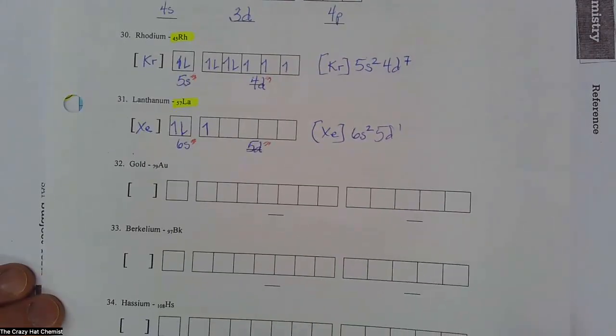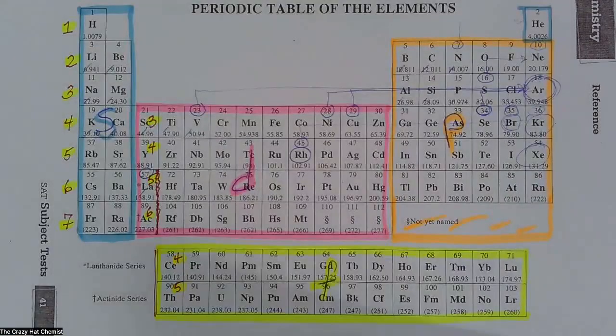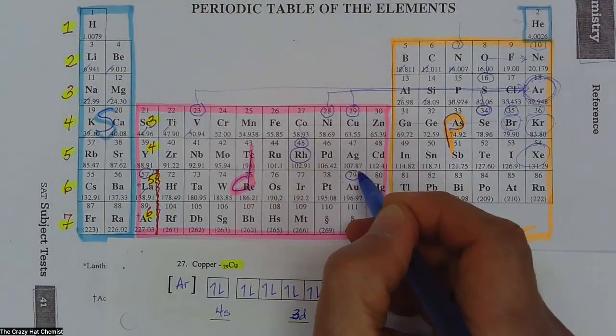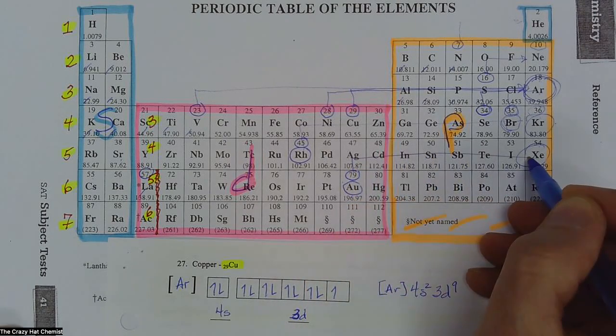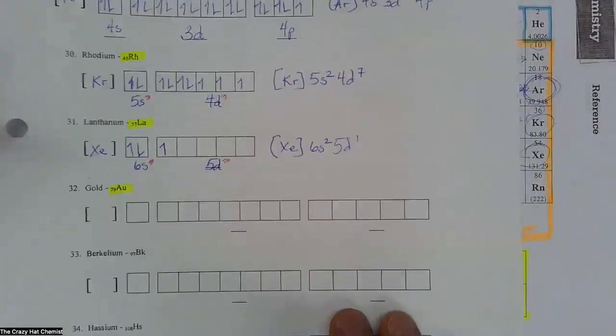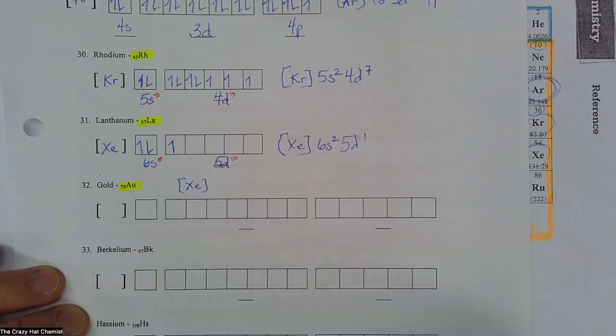Now let's do the next one. The next one is element number 79, which is gold. So let's see if we can figure out that one. So gold is right here. That's element number 79. That's Au. We're going to go up one period, slam it to the right. That's xenon. So we have xenon in brackets, just like that.